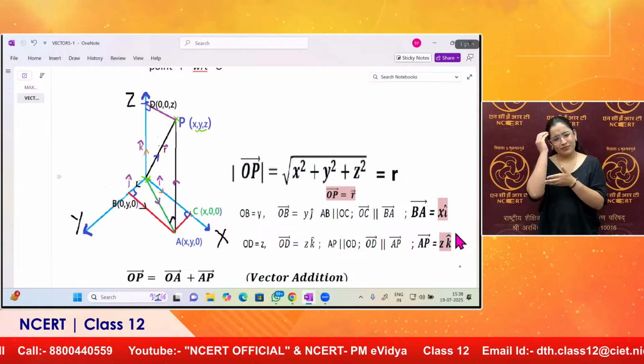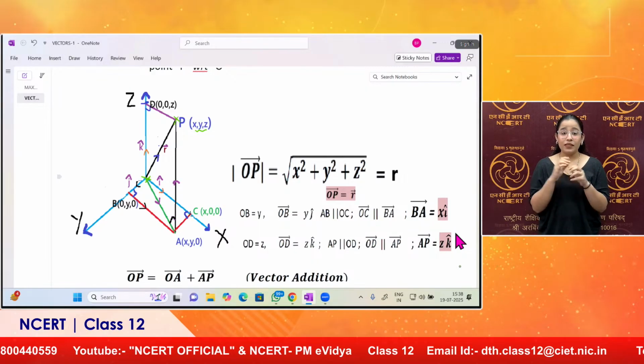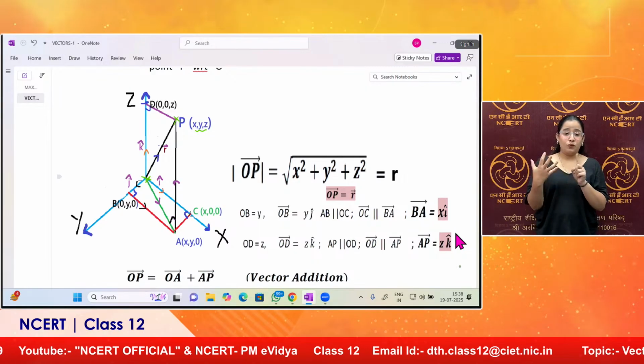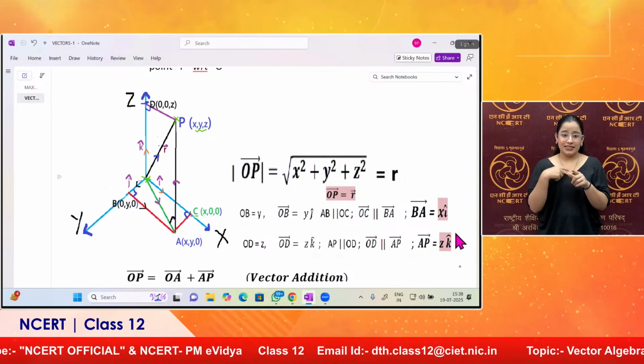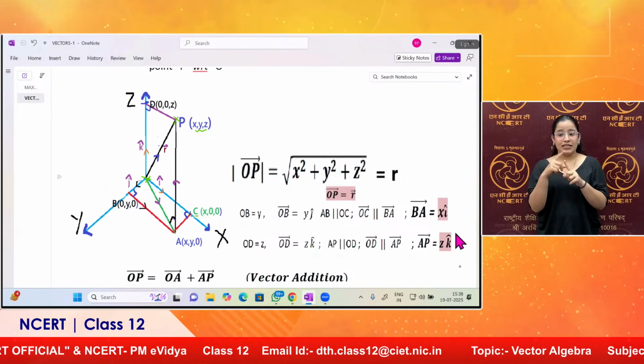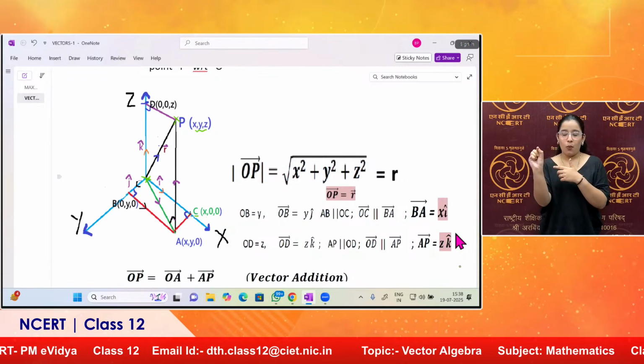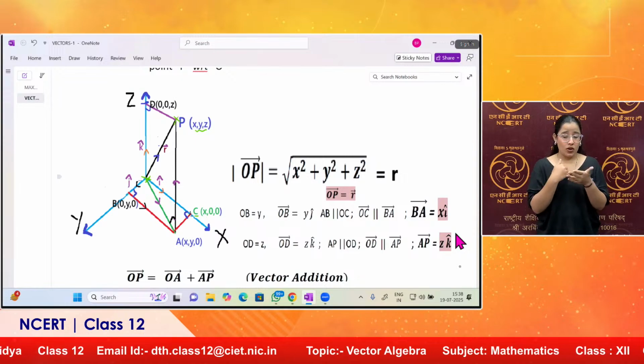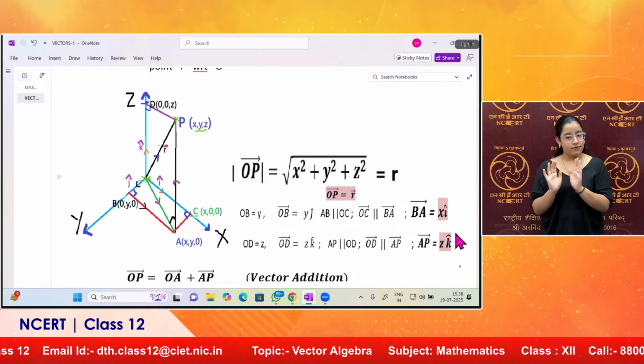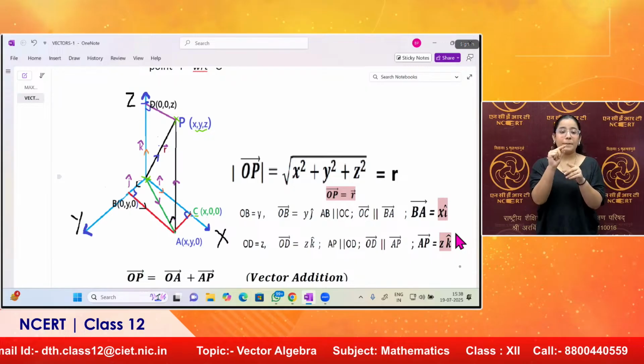ठीक है? Right. Now this is derived from the fact that that is the point that we have on x-axis, that is C, which is having coordinate x 0 0. The point that we have on the y-axis B, which is 0 y 0, and point Z represent having point 0 0 Z, and together the coordinate P is expressing x y z.